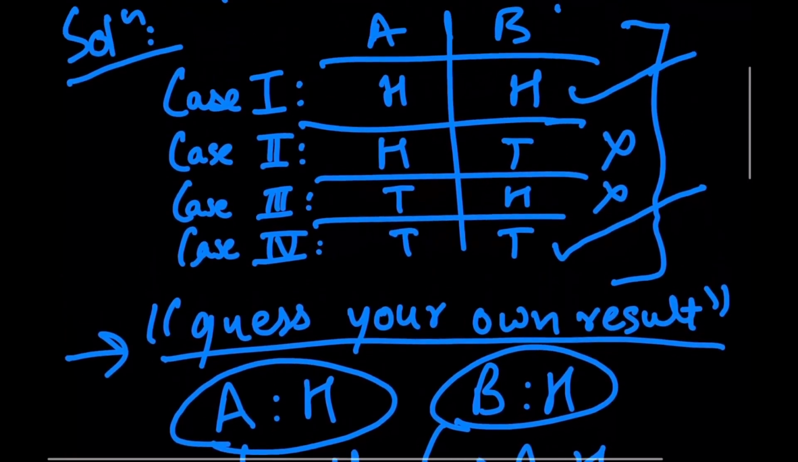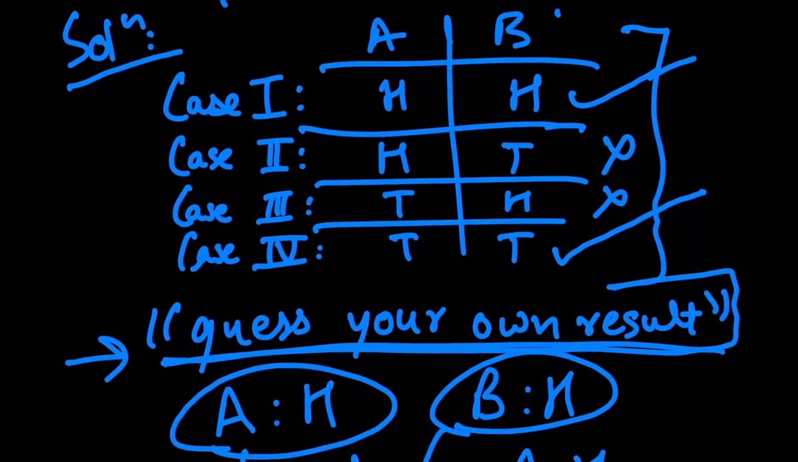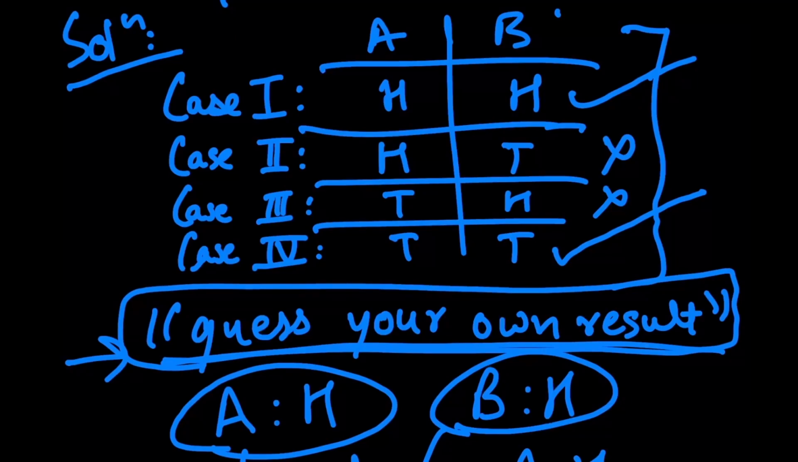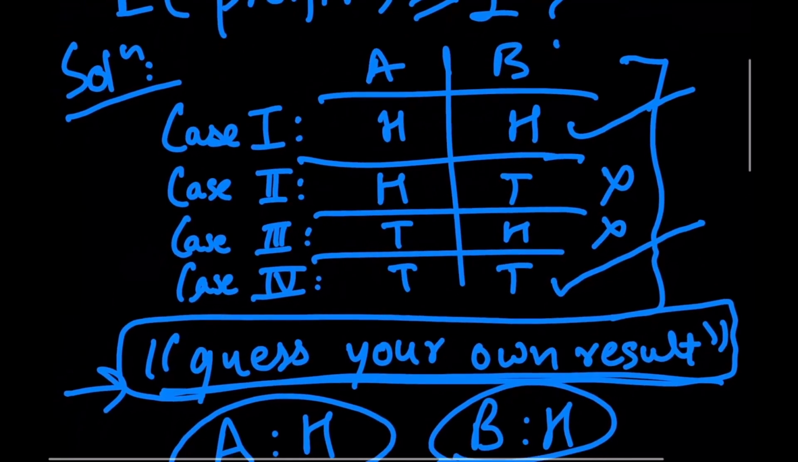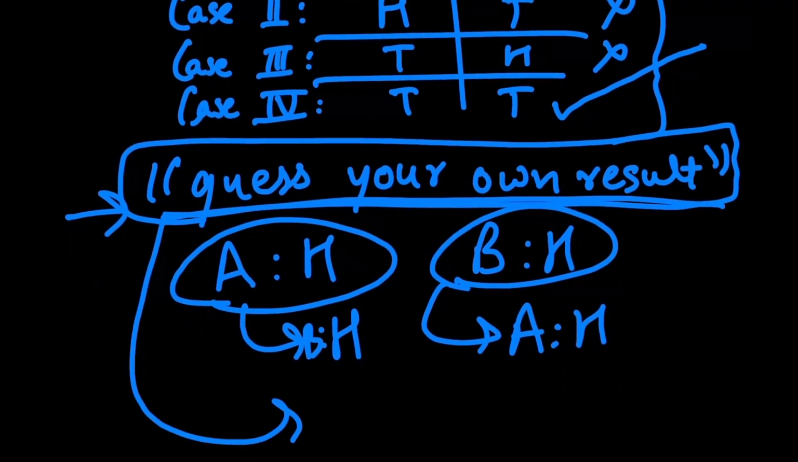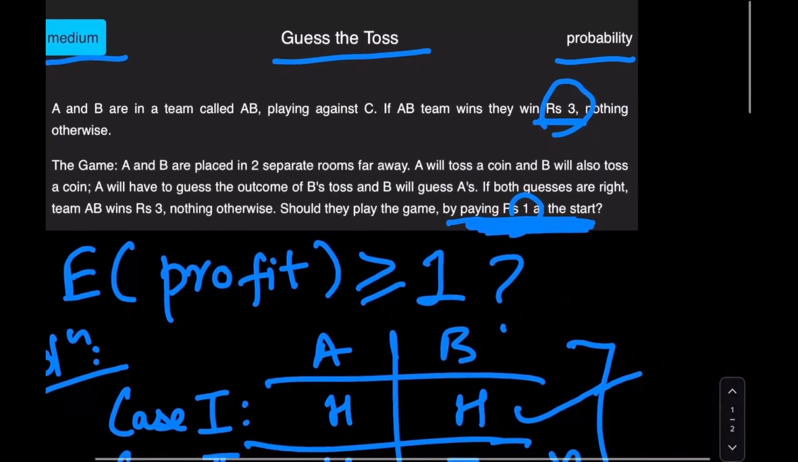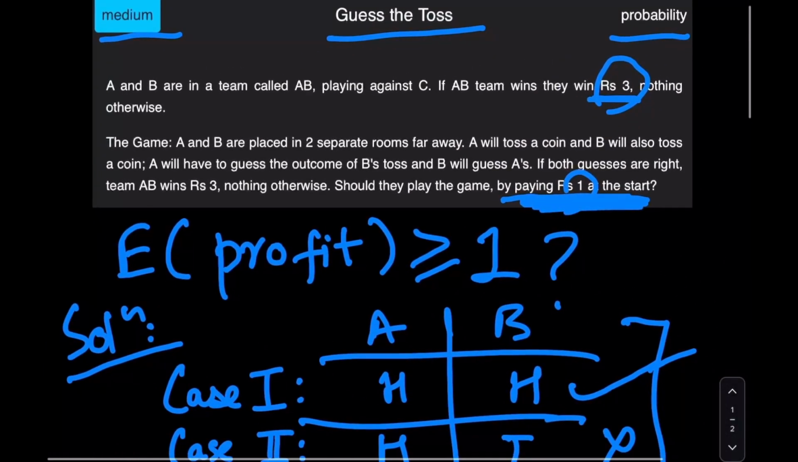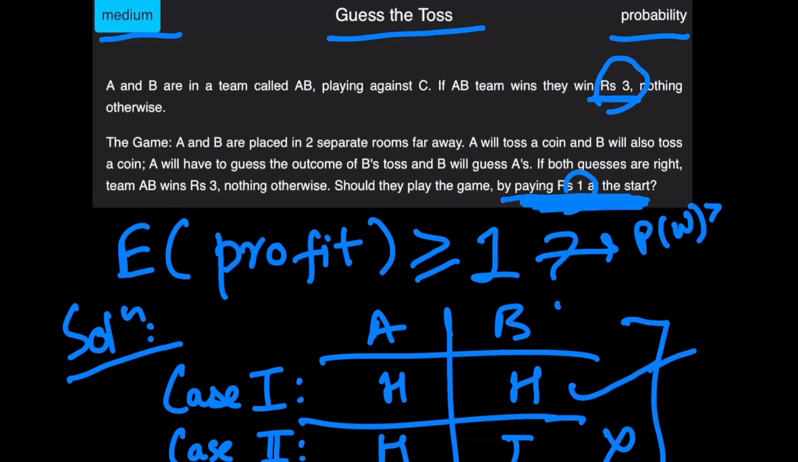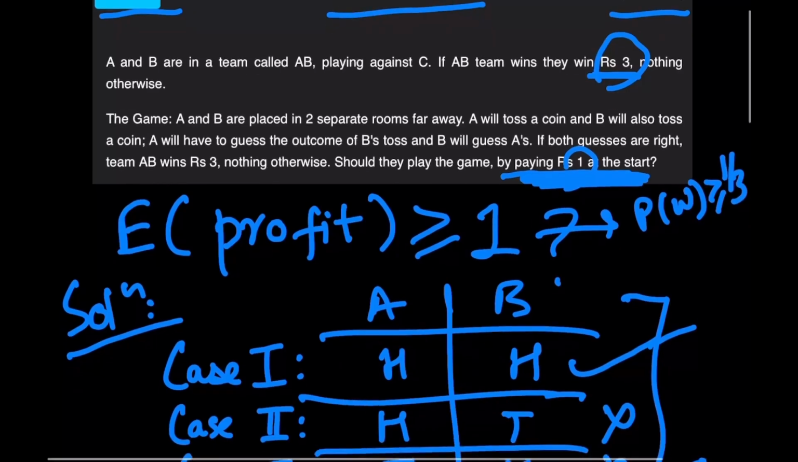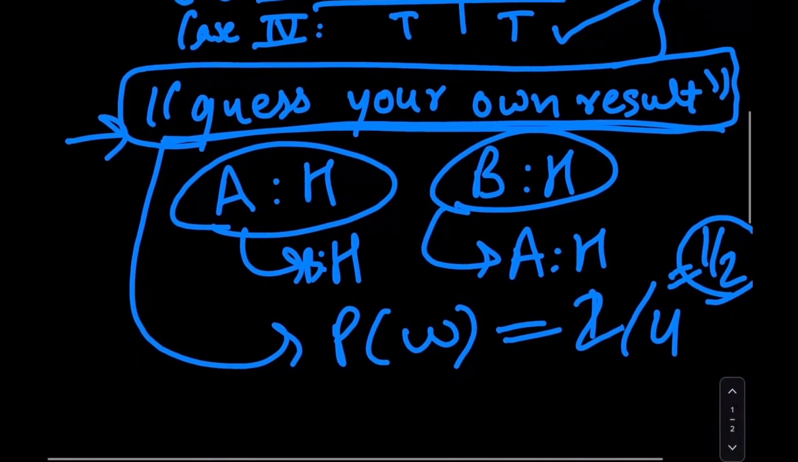So as you can see, this strategy works when both A and B get the same result, either heads heads or tails tails, out of the 4 possible outcomes. So the probability of winning in this case is 2 by 4, which becomes 1 by 2. So they have half a probability of winning. Since the expected profit has to be greater than or equal to 1, this basically means that the probability of winning has to be greater than or equal to 1 by 3, right? Now 1 by 2 is obviously greater than 1 by 3, so this would work.